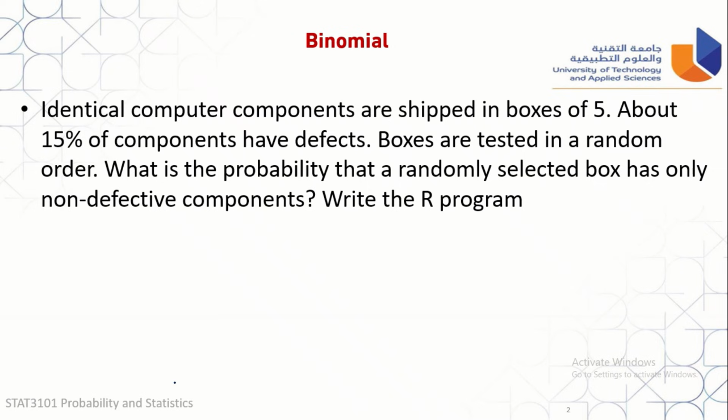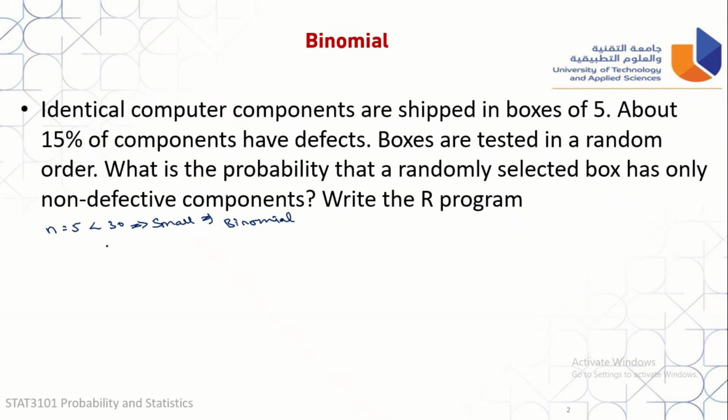Let me move on. Identical computer components are shipped in boxes of 5. So the value of n is 5. It is less than 30. I told you this is the threshold for large and small sample. So it is a small sample, and hence it belongs to the binomial distribution. Like this, we have to determine whether it is binomial or Poisson based on whether it is a small sample or a large sample.